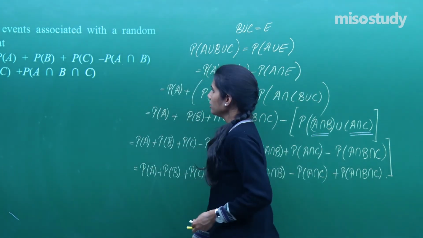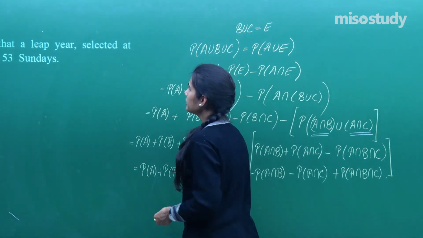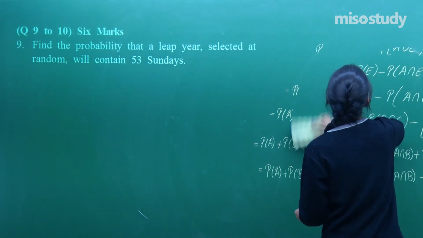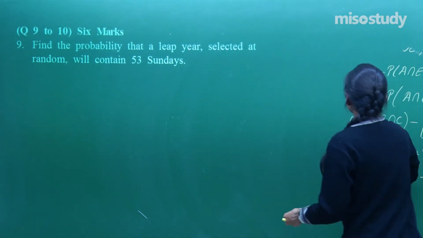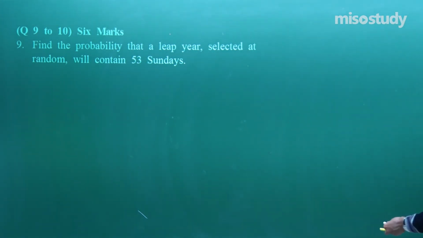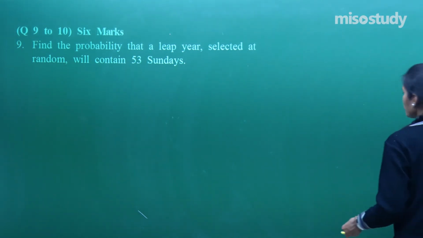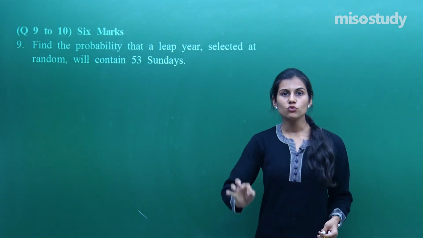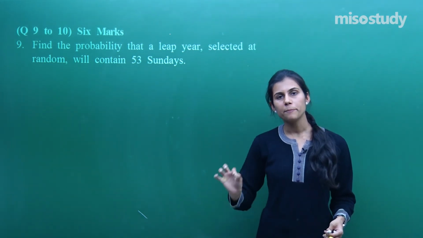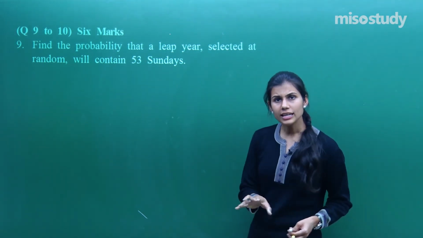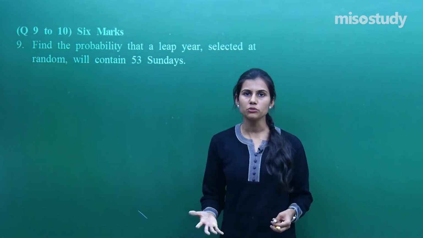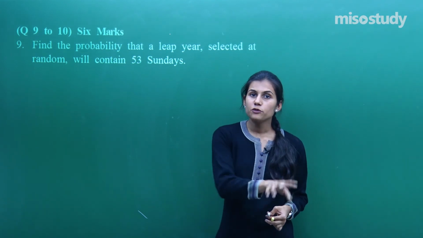Okay? Next question says find the probability that a leap year selected at random will contain 53 Sundays. Now a leap year consists of 366 days. If you divide it by 7, you will be getting 52 weeks and remainder will be 2, implying 2 days. So if in a leap year there are 52 weeks, that means 52 Sundays are definitely going to occur. Rest you are left with 2 days.